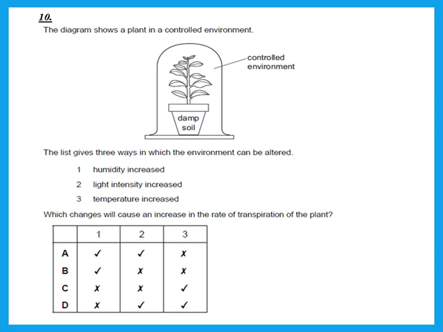The diagram shows a plant in a controlled environment. The list gives 3 ways in which environment can be altered. Which changes will cause an increase in the rate of transpiration? So let's take them one by one. Humidity increases? No, that would cause decrease. Light intensity increases? Yes, the stomata will open, more water vapor comes out. Temperature increases? Yes, higher temperature means the molecules will have more kinetic energy and evaporate faster and diffuse out faster. So my answer is D.